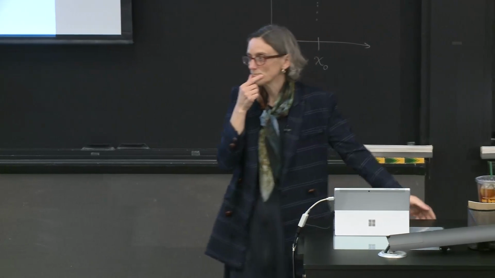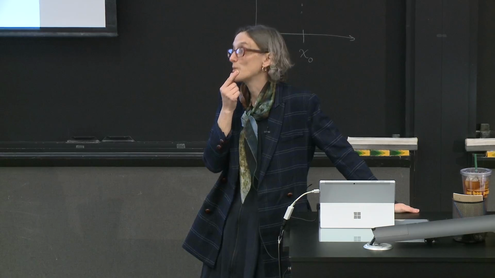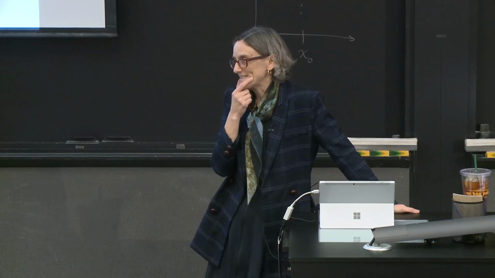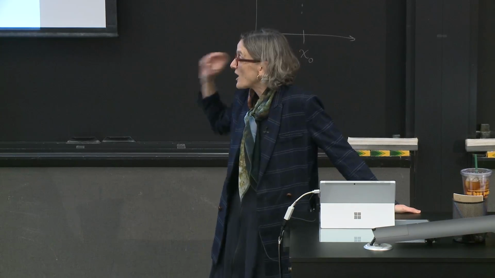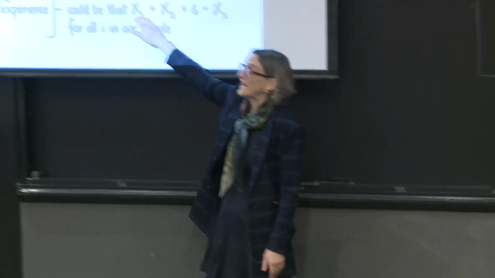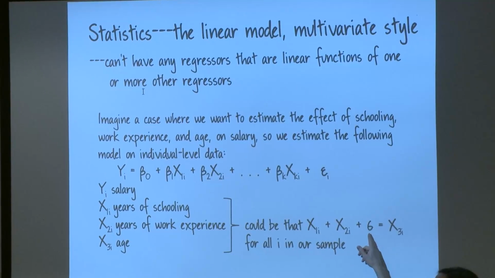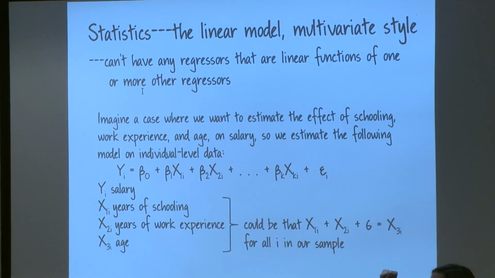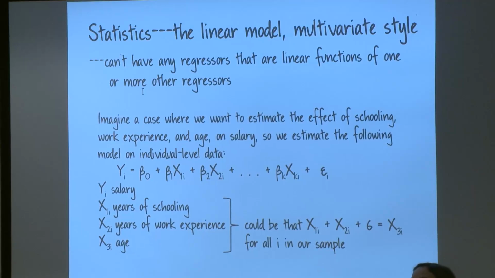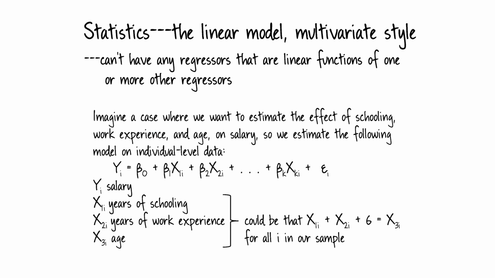Yes? What if the two regressors are somehow related, but not perfectly related? That's an excellent question. The question was, what if they are closely related? Maybe this doesn't quite hold in our sample, but it comes close to holding. Like we had a few people who went to school at age 5 instead of age 6, and a couple people who took a year off and didn't work. So this linear relationship is close to holding, but not quite. That's something that Esther might be able to talk about next time, I'm not sure.